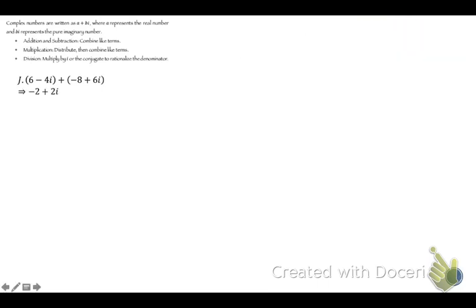So we're going to combine like terms. So 6 minus 8 is negative 2. Negative 4 plus 6 is 2i. Pretty simple. This one, distribute that negative. So you get negative 4 minus 6i. Now combine like terms. Negative 3 minus 4 is negative 7. 5i minus 6i is negative I. Cool?